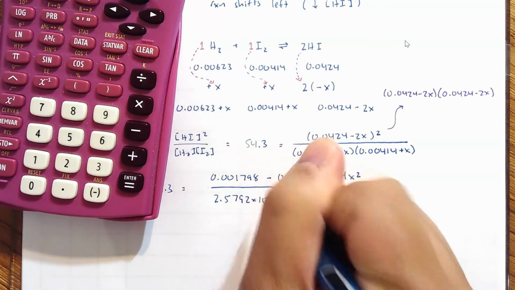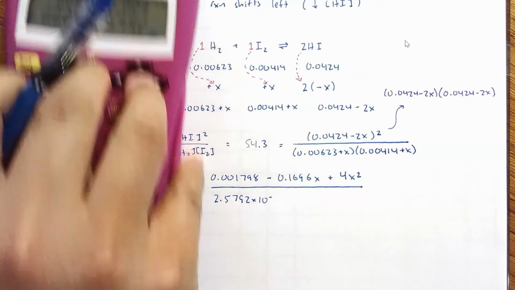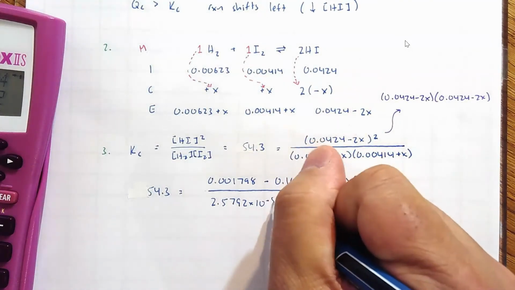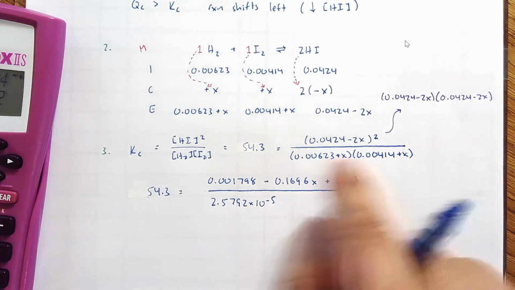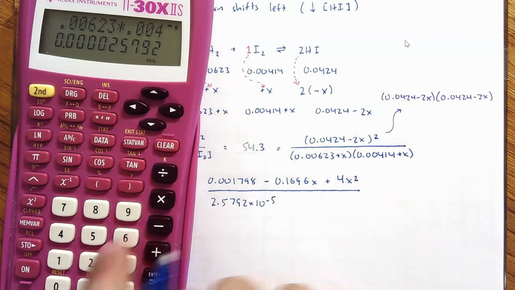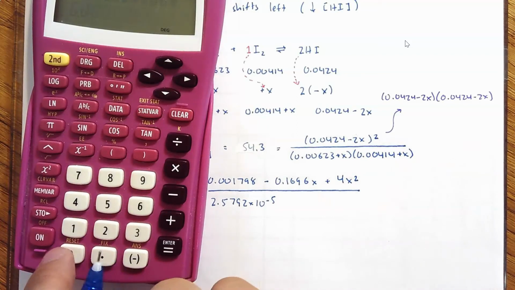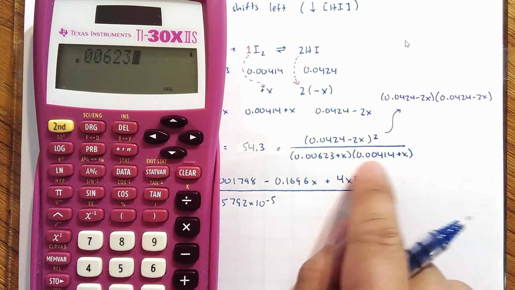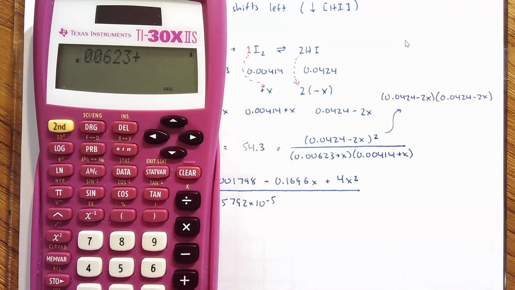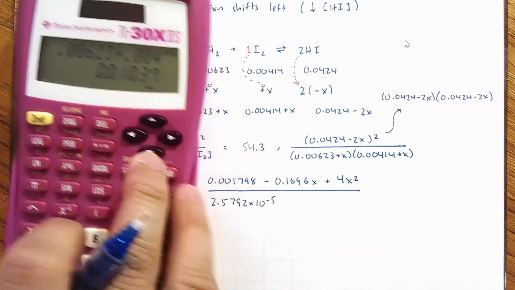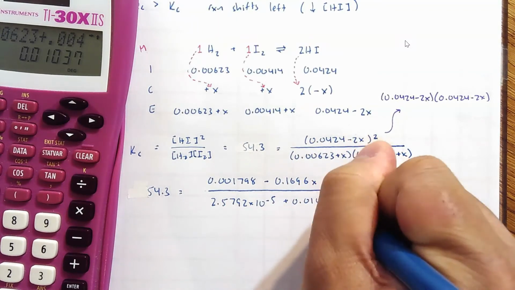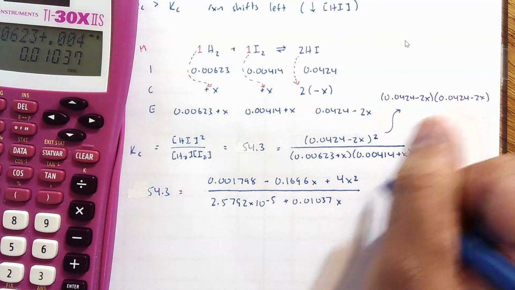2.5792 times 10 to the minus 1, 2, 3, 4, 5. Okay, and now the x is, okay, this is a little bit easier. 0.00623 x plus 0.00414 x. This is plus 0.01037 x. Then finally we have x squared.